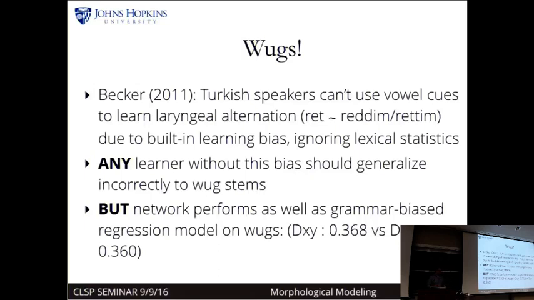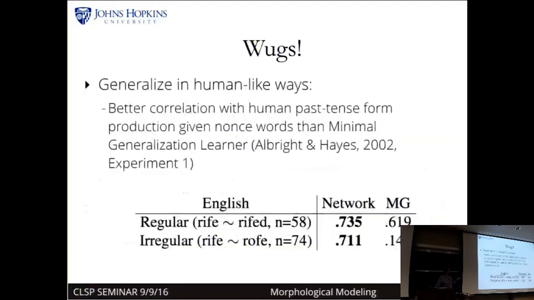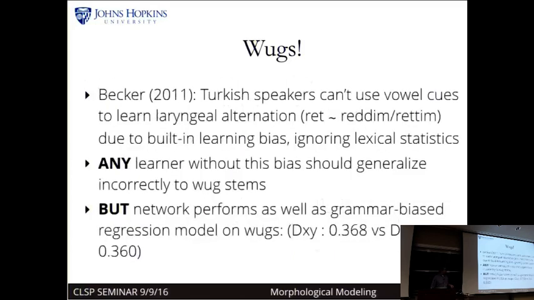And that ends up informing how they respond to WUG tests. So they don't use that vowel information when responding to WUG tests. That's the theory. And the way they show that in the paper is they show that a model that has that restriction, that basically ignores those vowels, does better than, in fact, this same minimal generalization learner that doesn't ignore those vowels, presumably.